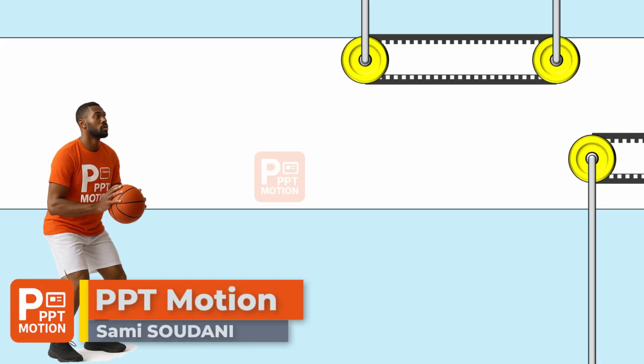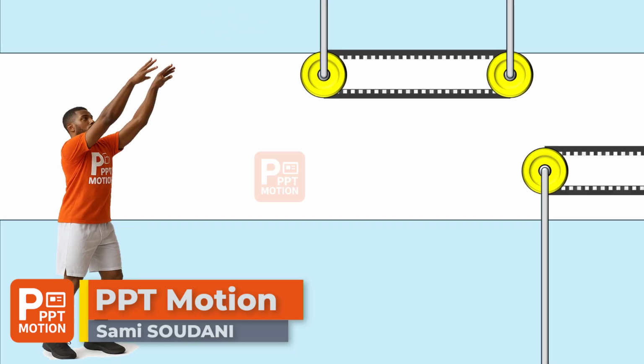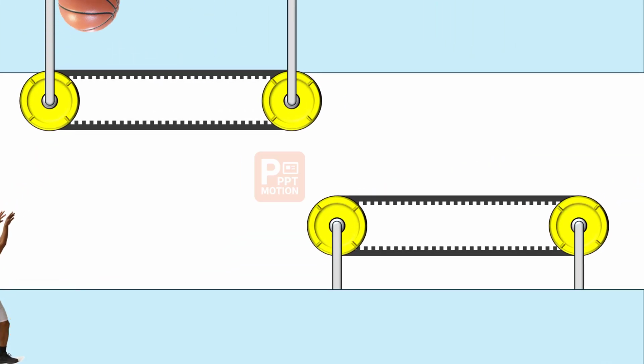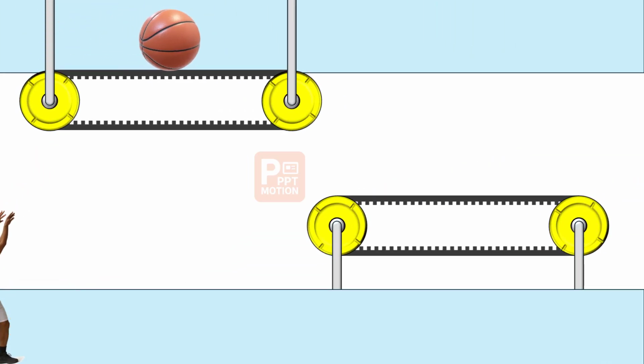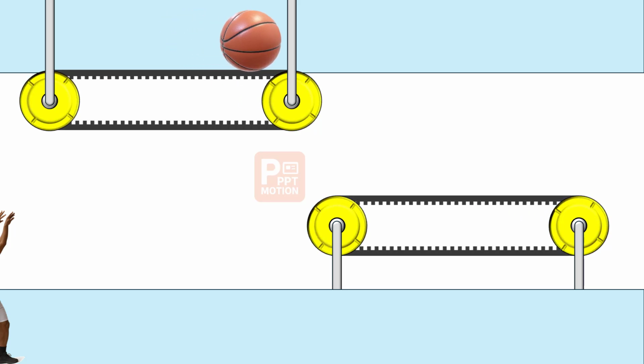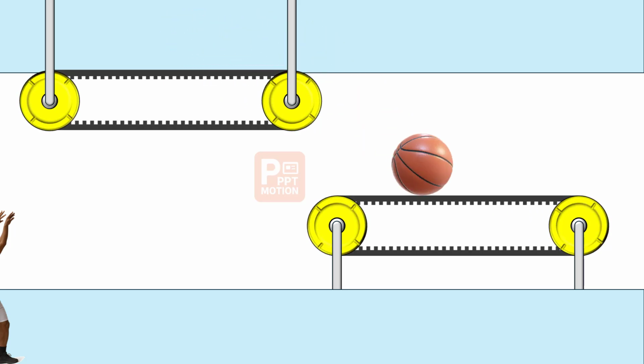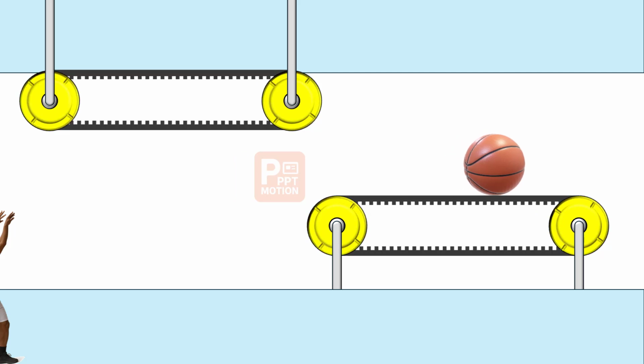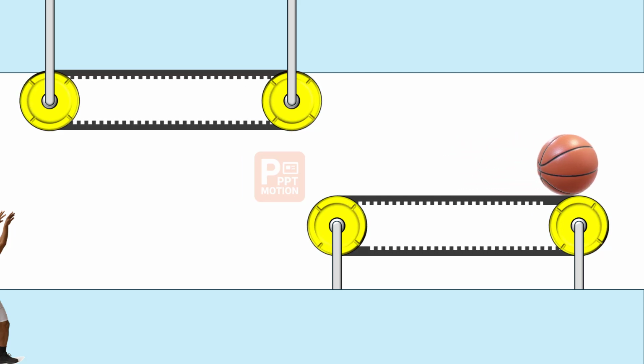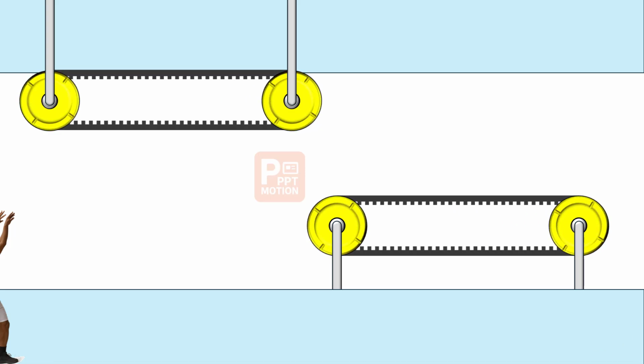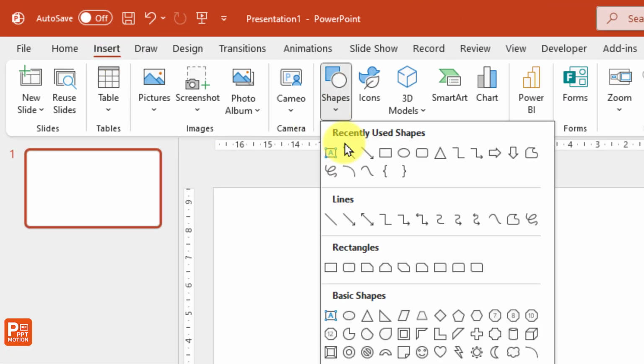In this video, we'll see how to create a drawing and animate a system using pulleys and belts. We'll demonstrate it through a simple example: a basketball player throwing the ball. After that, you can apply this animation technique in any context you like, such as in physics, mechanics, or other educational fields.